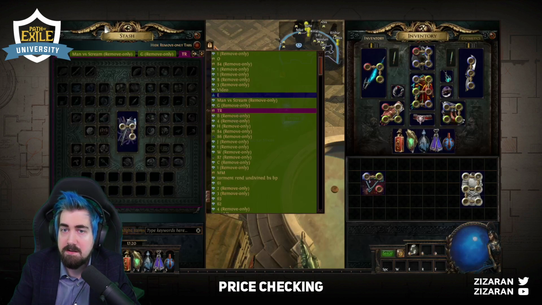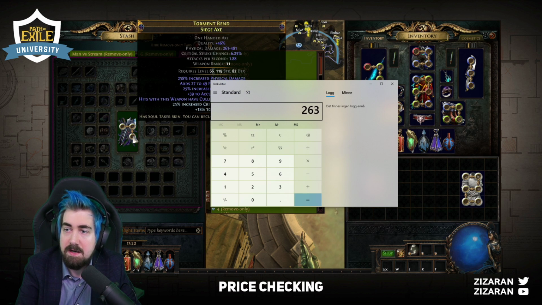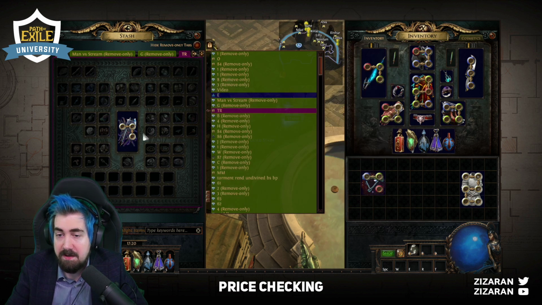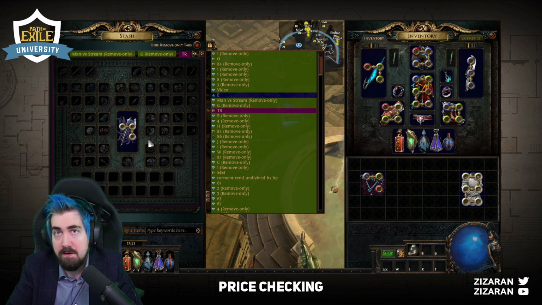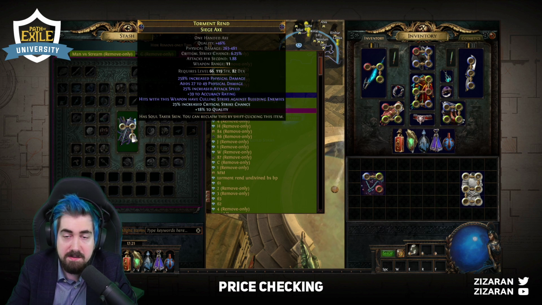I always forget. I'm trying to use the calculator. I hate Windows. Oh, sorry, it's nearly 700. 699 PDPS, which normally for a build you would hope to get like 350, maybe 400. Yeah, I don't use Bing. It's just Windows.